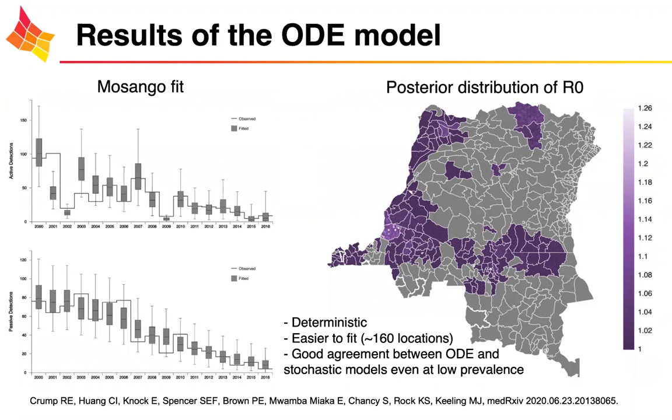The main point is to emphasize that the ODE models come with a lot of advantages and they are strong. I should also emphasize that there is a good agreement between the ODE version and the stochastic model, even at low prevalences.